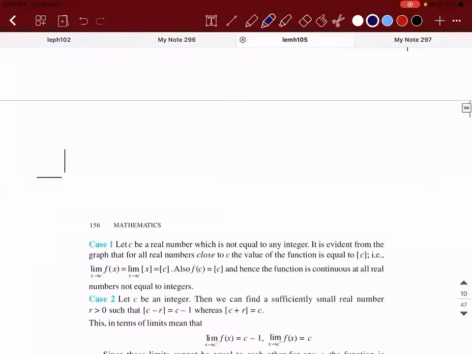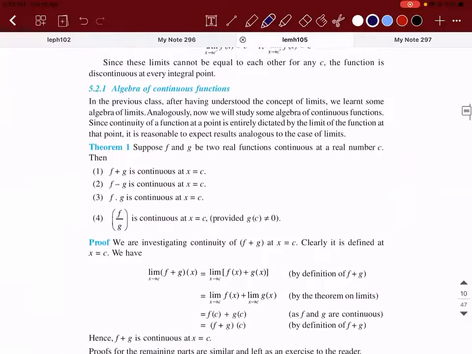So the next part is about algebra of continuous functions. I'll just give you the introduction. Problems we'll do in the next class. Okay. So algebra basically they talk about the basic operations: addition, subtraction, multiplication, and division. Suppose you have f and g to be two real valued functions at some real number. Then what you can do is, if f and g are individually continuous at the given point c, then if you calculate the value of f plus g, that function will also be continuous at c.